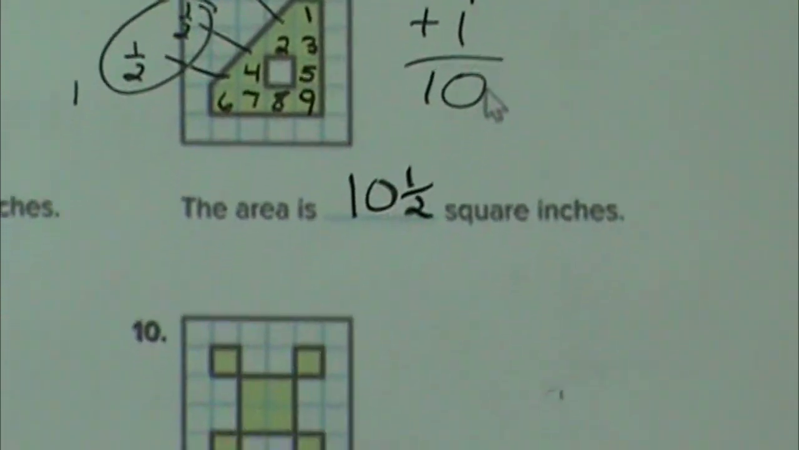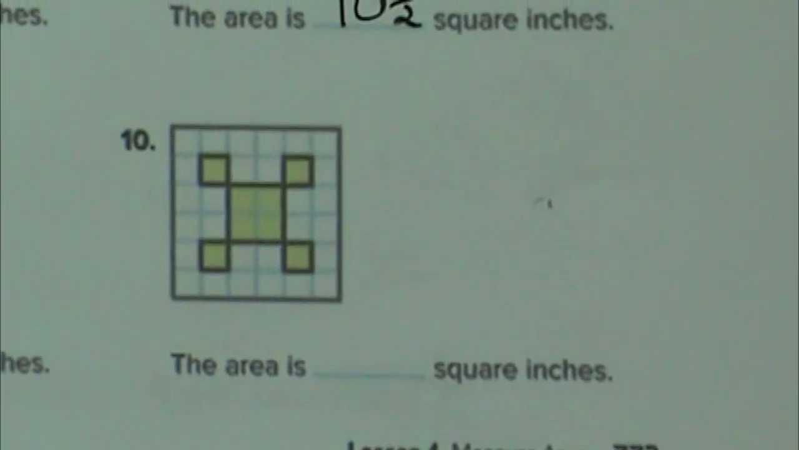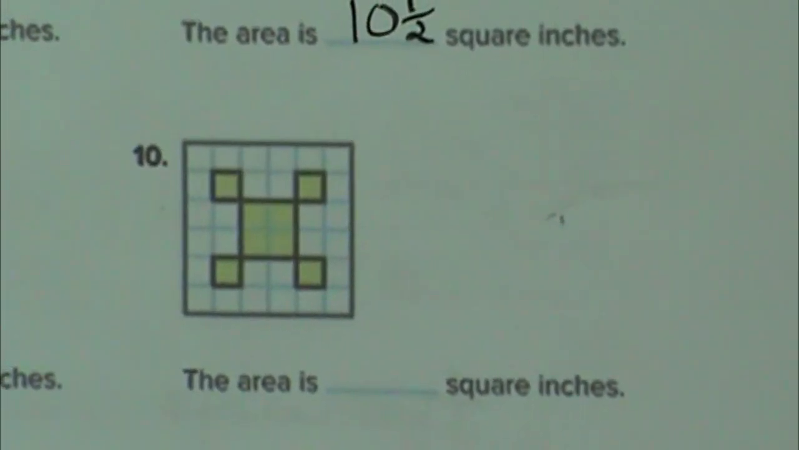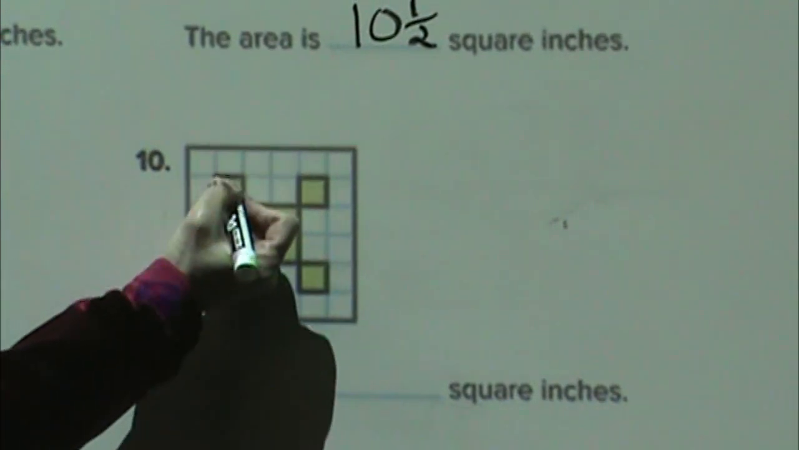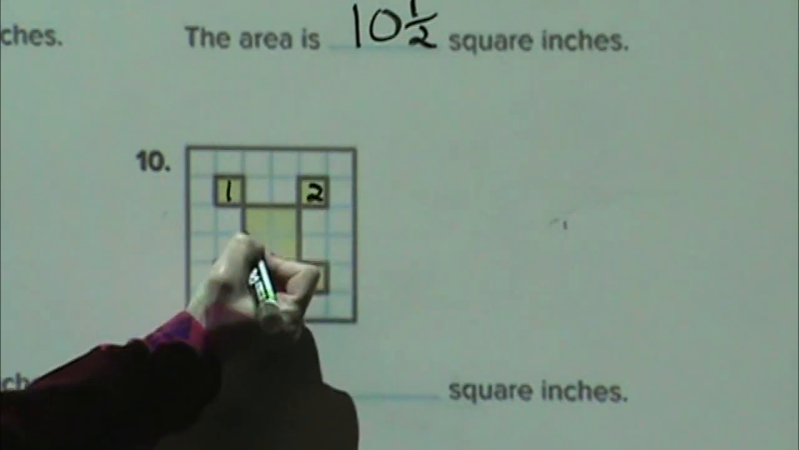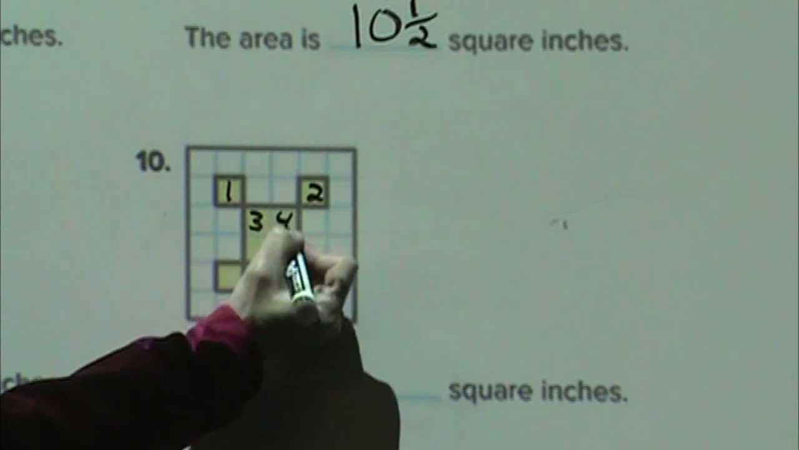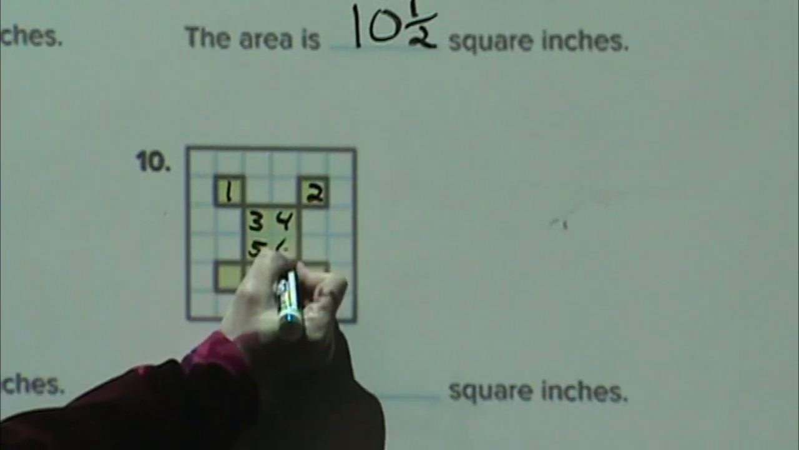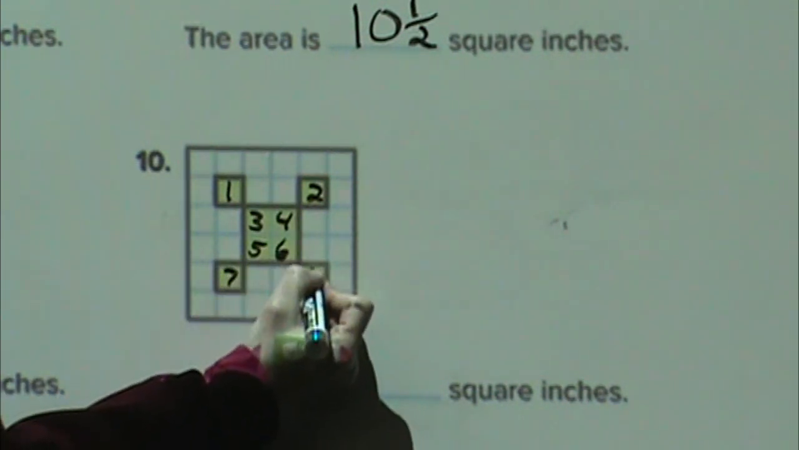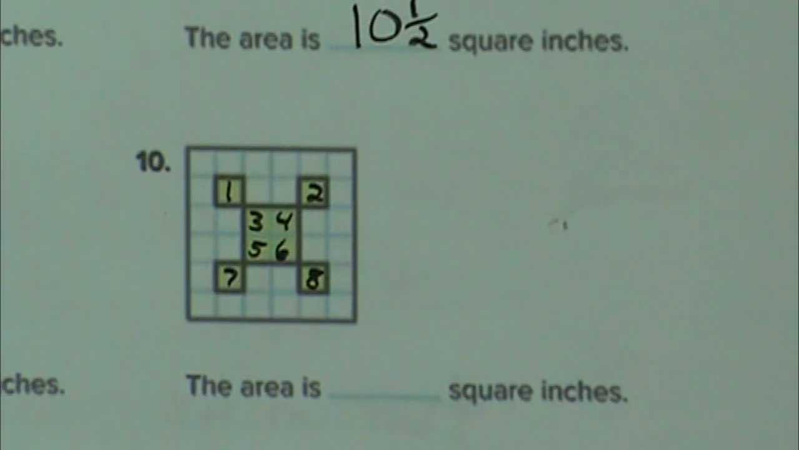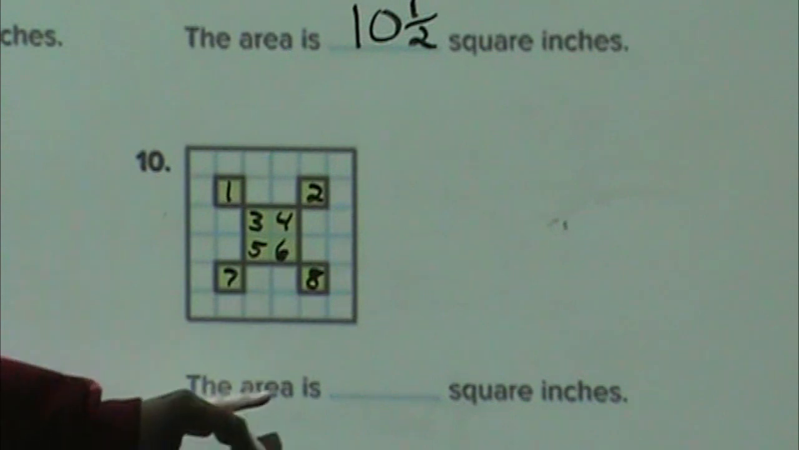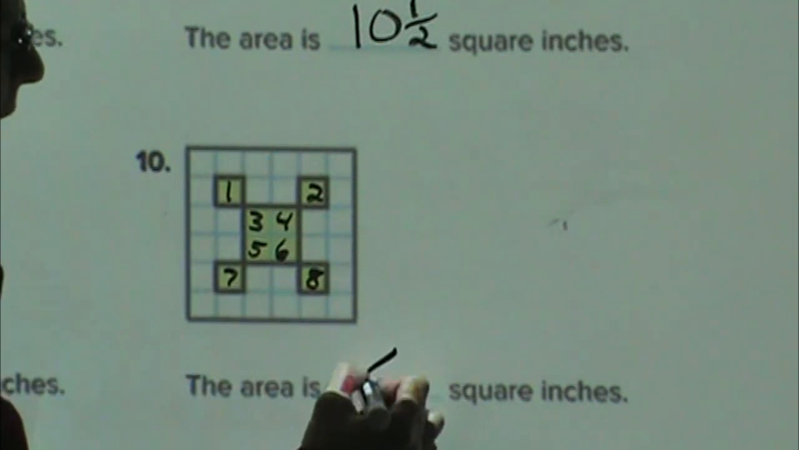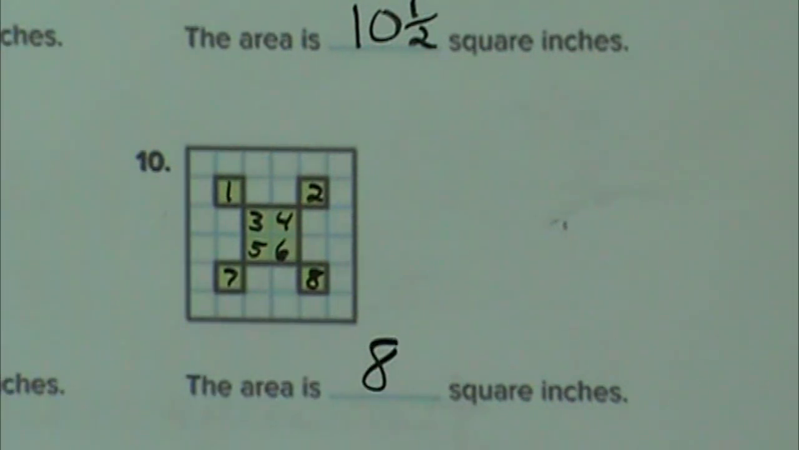This last one, we're going to go ahead and find the area of this shape. First, we're going to count the wholes. 1, 2, 3, 4, 5, 6, 7, 8. There are 8 wholes there. I don't see any halves, so the answer is the area is 8 square inches.